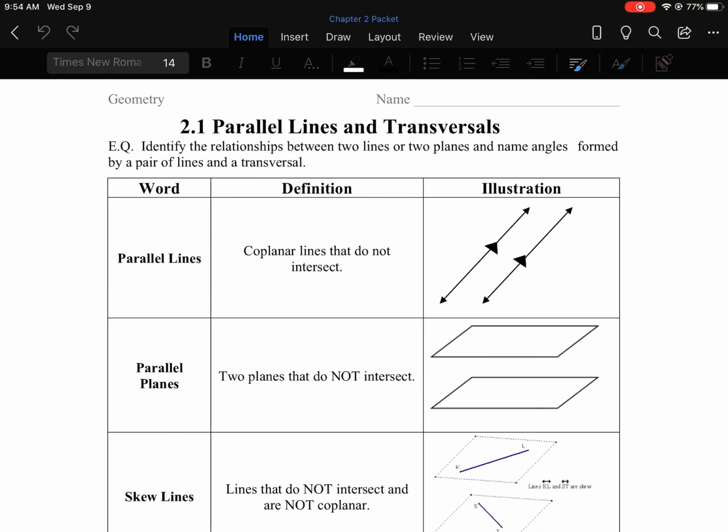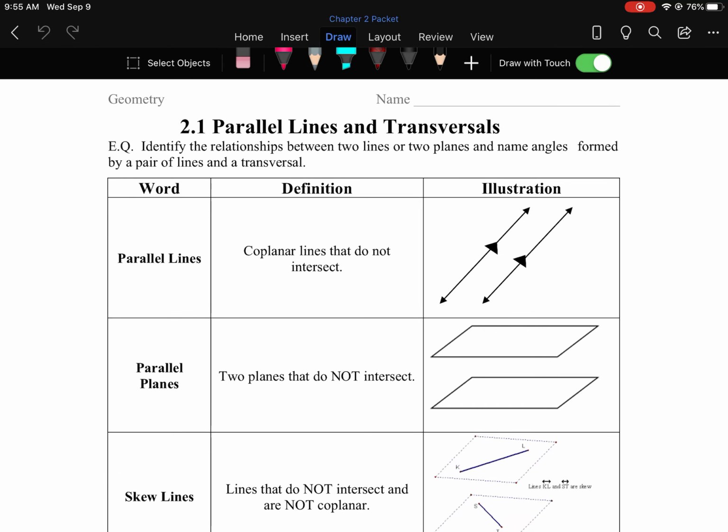First is parallel lines, and this is something that should not be new to you. So parallel lines are just lines that do not intersect. Since we've learned what coplanar is, we're going to say coplanar lines that do not intersect, because they have to be on the same plane. Parallel planes are planes that do not intersect. So think of your ceiling and your floor. They are parallel, they will not touch, and they just keep going on forever.